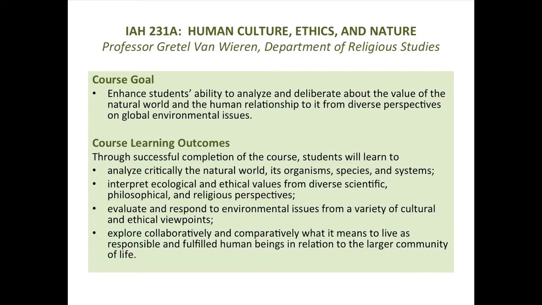This is an example of an IH course, IH 231A. It's a second level IH course taught by a professor in religious studies, Professor Gretel Van Weeren, on human culture, ethics, and nature. She has an overriding course goal of what her expectations are for the class in its entirety for the 15 weeks of the semester. She has specific learning outcomes that, by the end of successful completion of the course, students will learn to 1, 2, 3, 4. I'm not going to read them out. They're in the handouts that you have.